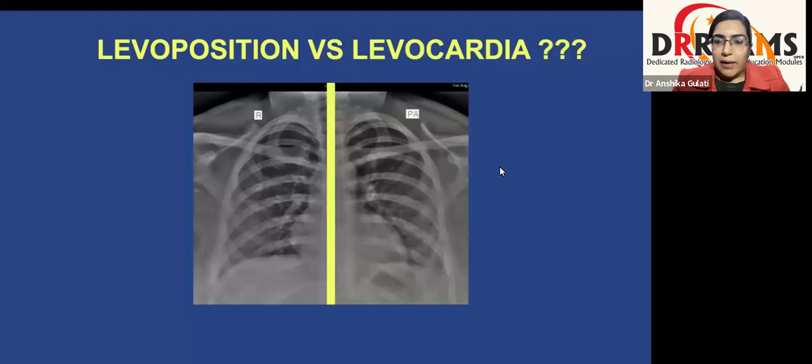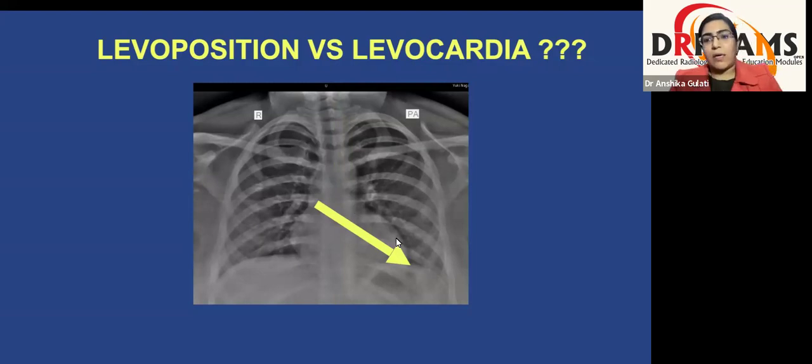And what about levocardia? Levocardia has something to do with the base apex axis of the heart. So we see normally the apex of the heart is pointing down and out towards the left side. So we say it is levocardia. If the apex of the heart is pointing towards the right side, we'll say it is dextrocardia.